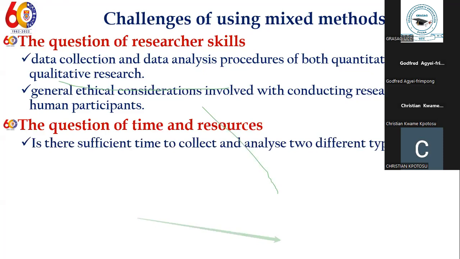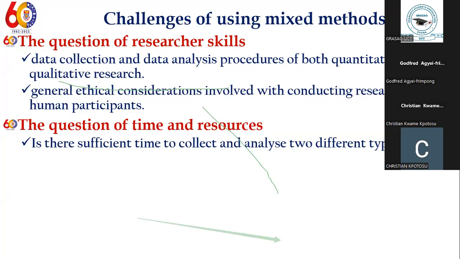The question about the sufficiency of time to collect and analyze two different types of data. So let's say I have 10 to 11 months to work on my research. Then I want to use mixed methods.